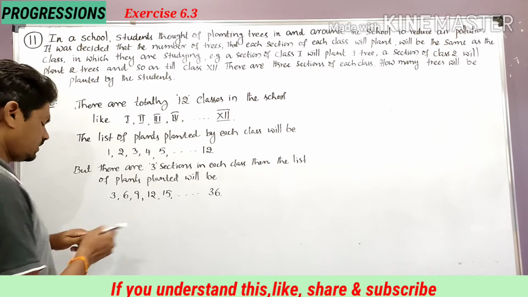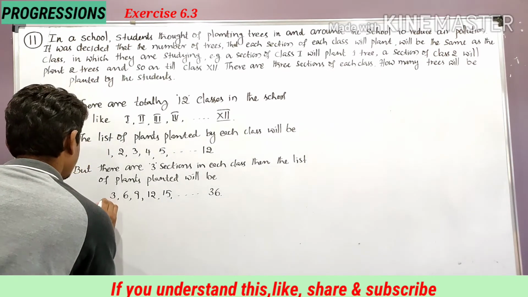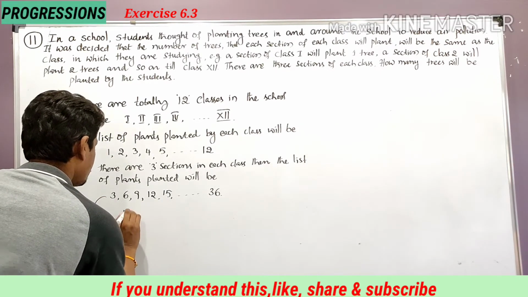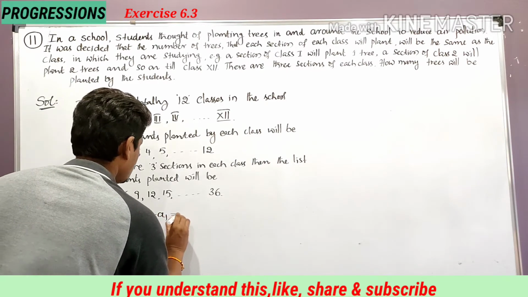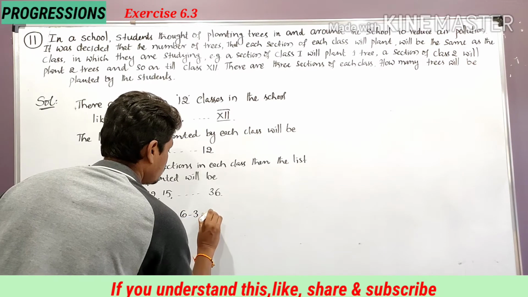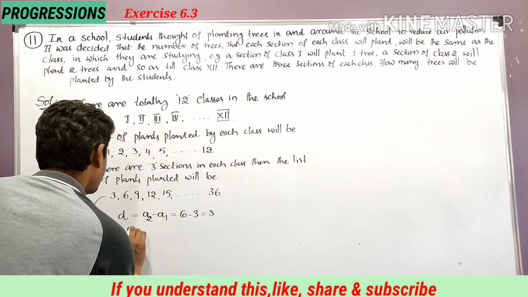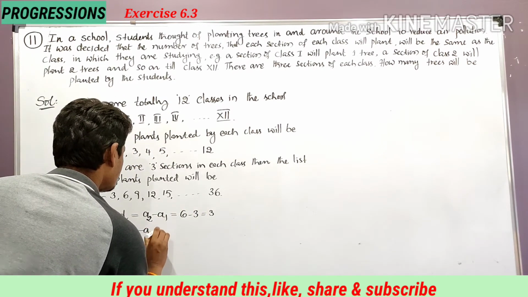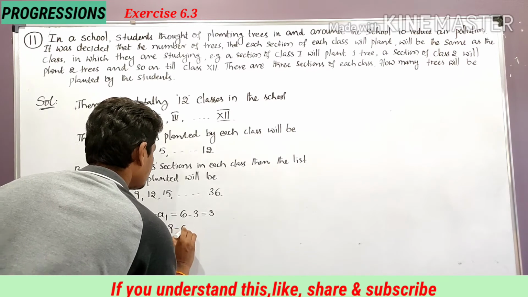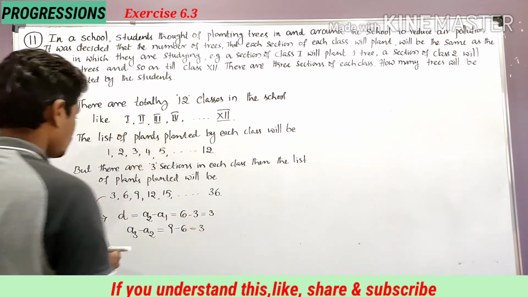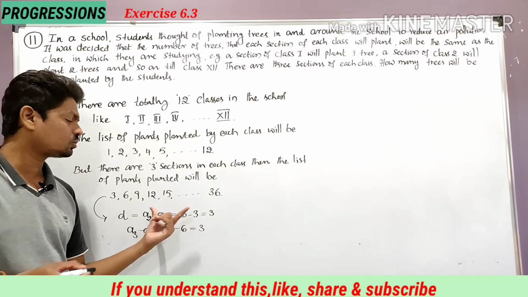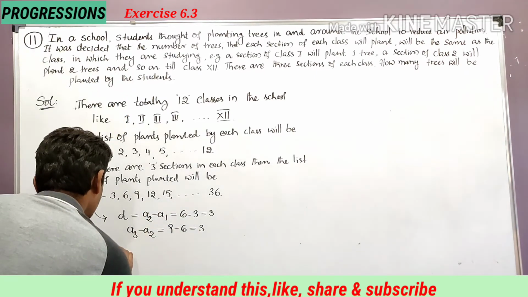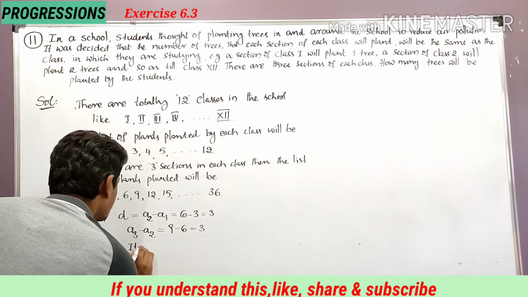So see student, now we have to find the common difference. D is equal to A2 minus A1, that is 6 minus 3 is equal to 3. In the same way I want to find A3 minus A2. So A3 minus A2 is 9 minus 6, which is also 3. So here the difference of every two successive terms is equal, student, so it forms an AP.